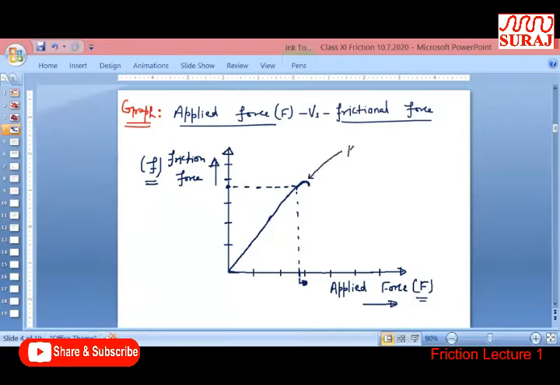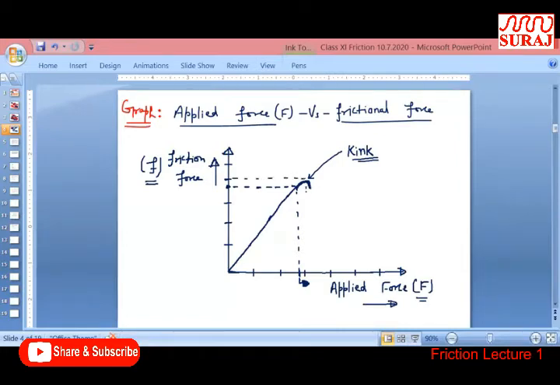This sharp increase in friction force is called kink. In any graph, if there are sharp changes at any point, then that is called what? Kink. This is just a name, nothing else. So at this applied force, the block is just about to move. For a further increased value of applied force, what happened? The friction force increases suddenly and comes to this point again, and the block starts moving.